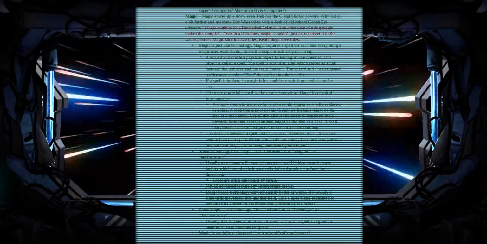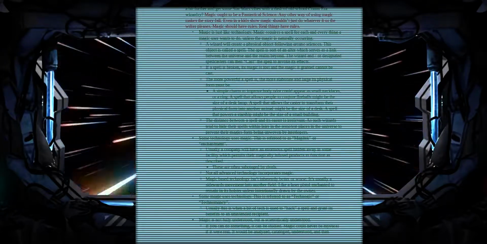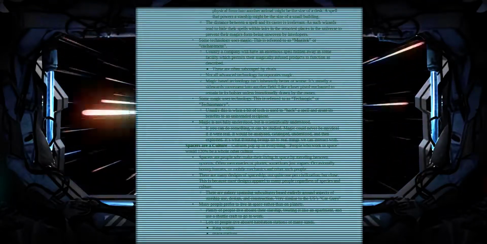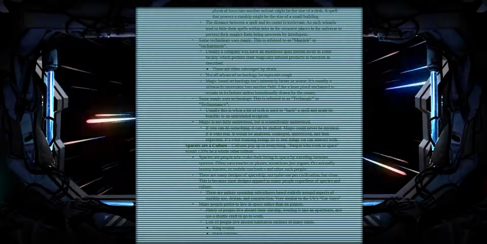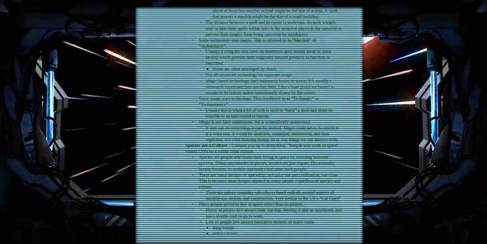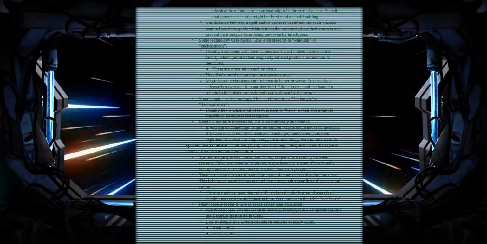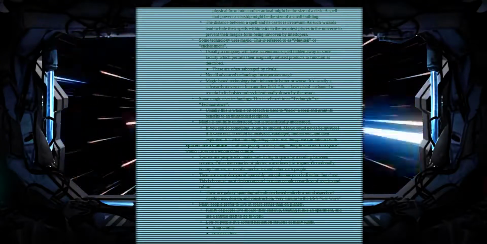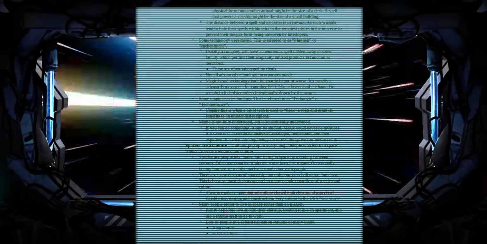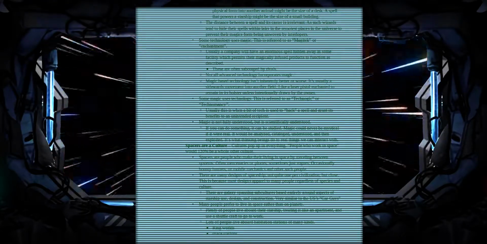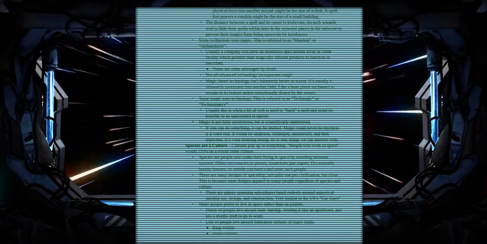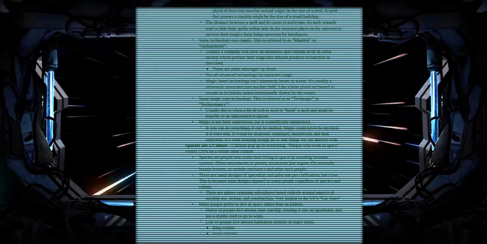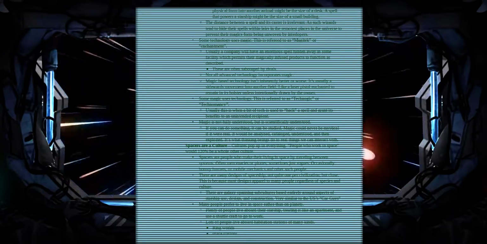Now, some technology in this universe uses magic. It's referred to as magitech, or enchantment. Usually a company will have an enormous spell hidden away in some facility, which permits their magically infused products to function as described. They're often sabotaged by rivals, because no shit. Now, not all advanced technology incorporates magic, and magic-based technology isn't inherently better or worse either. It's usually a sidewards movement into another field, like a laser pistol enchanted to remain in its holster unless intentionally drawn by the owner. That kind of a thing, right? Nice things to have, but not essential.